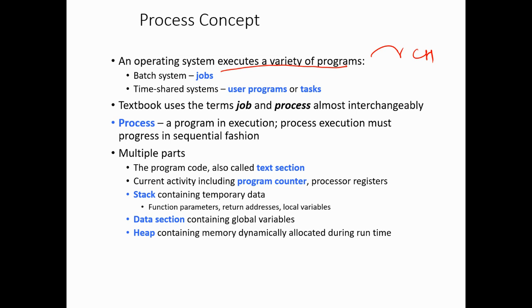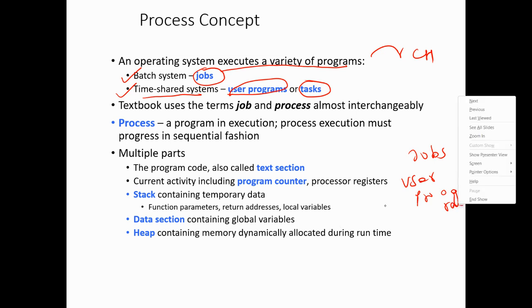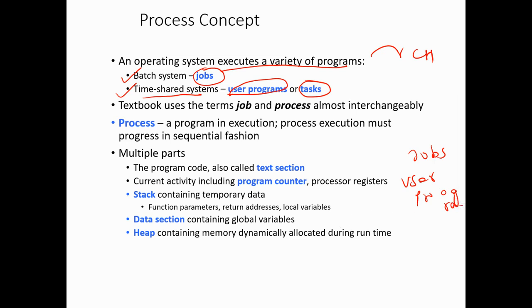So what are the varieties of programs the operating system is going to execute? First thing is batch systems, which execute jobs. Next is time shared systems, which run user programs or tasks. These are your mnemonics, the naming categories. So mainly the OS wants to take care of jobs or user programs. Jobs are nothing but your batch systems, and user programs are the programs given by us. It can also be a time shared system, right?